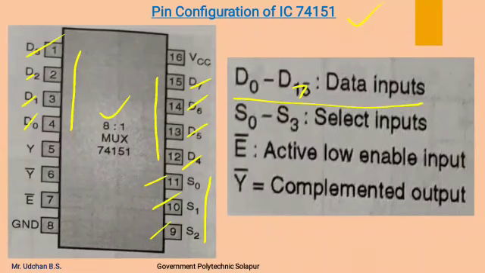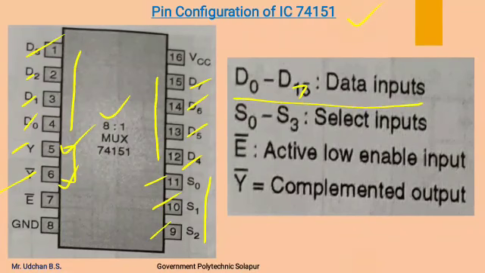Again, this IC has 2 output lines, Y and Y bar, at pin number 5 and 6. Actually, a multiplexer has only one output, but here there are 2 outputs. At pin number 5 we get the normal output and at pin number 6 we get the inverted output of the same output, means one is normal output, another is inverted output.